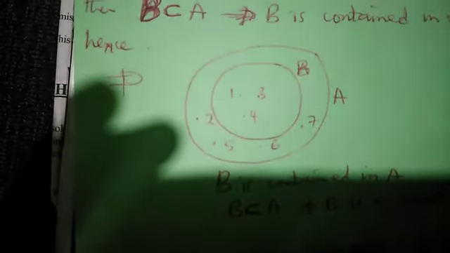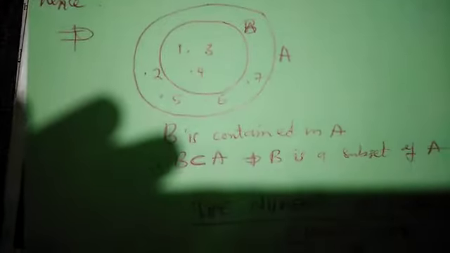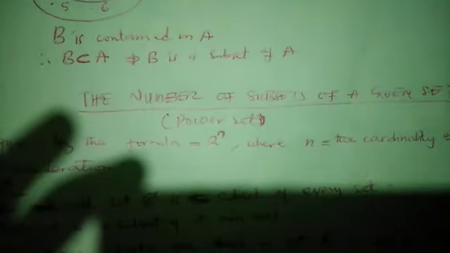Diagrammatically, subsets between two sets can be shown as such. B is contained in A. All the elements of B are found in set A, as shown below.